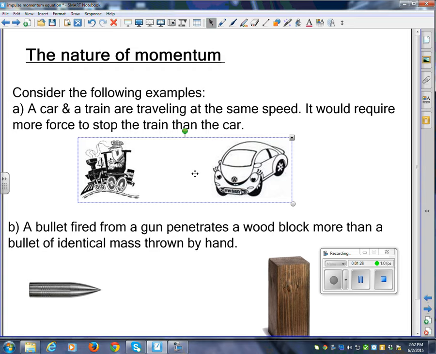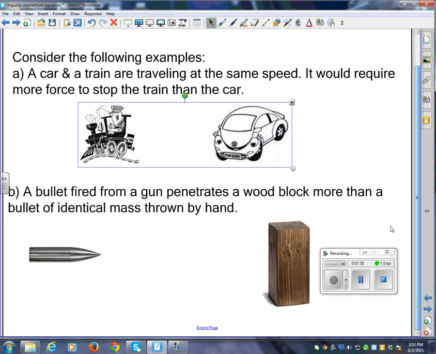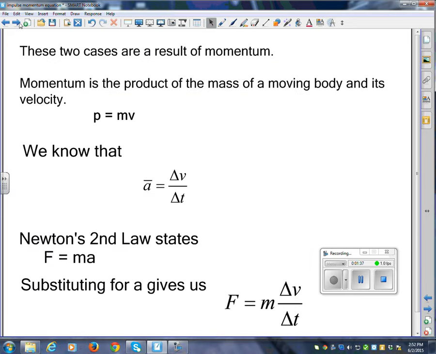A bullet fired from a gun penetrates a wood block more than a bullet of identical mass thrown by hand. How come? Because it's traveling faster. So the idea of momentum, right? These two cases are results of momentum. Momentum is the product of the mass of a moving body and its velocity. You wrote that down yesterday. P equals mv, and we went through that big, long, detailed explanation of why we use the letter P, and we don't really know why.